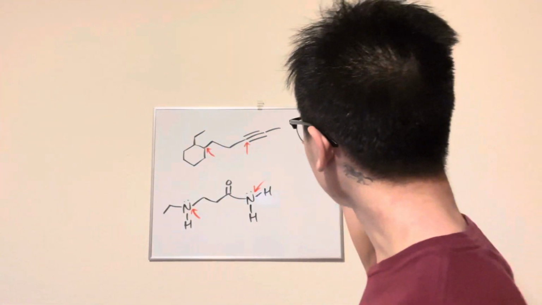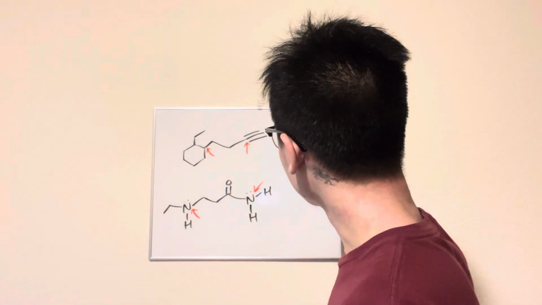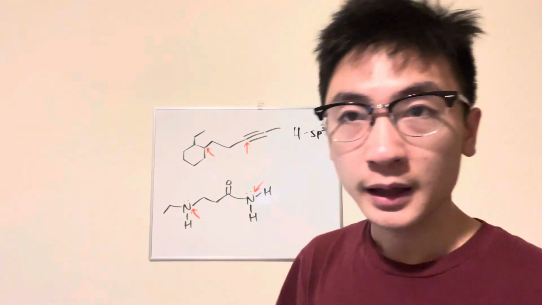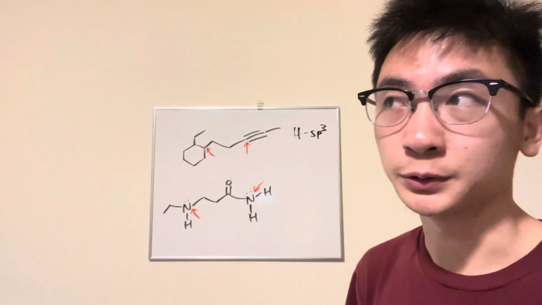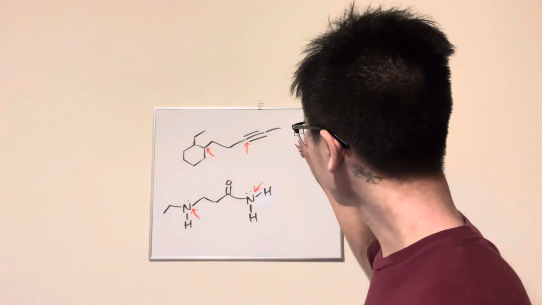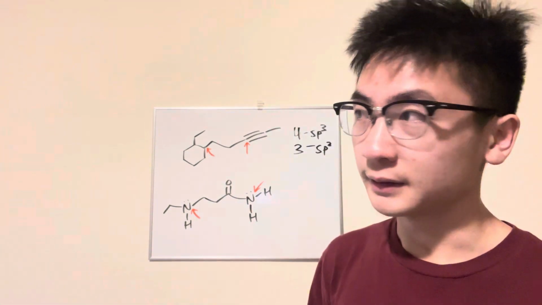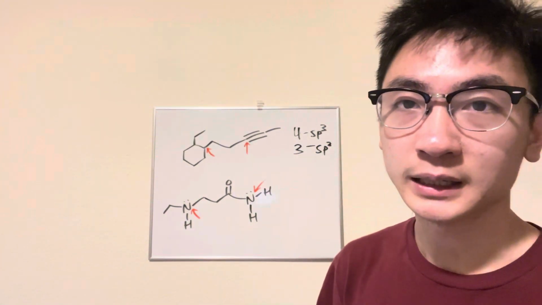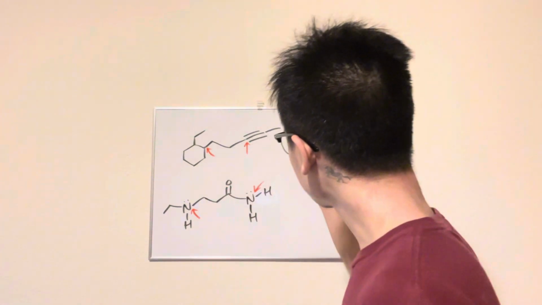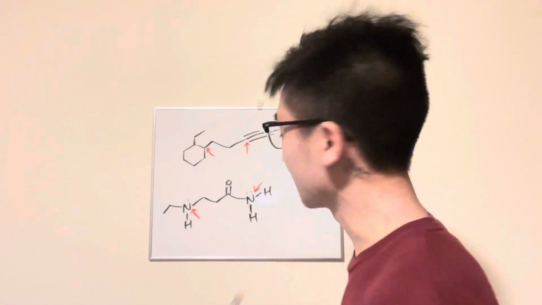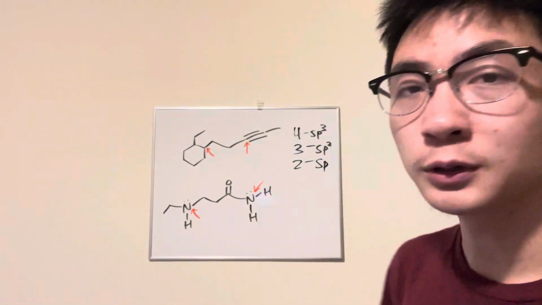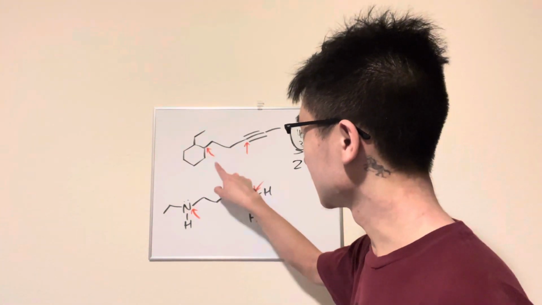If you have an atom that is attached to four different bonding groups, then that is going to be considered an sp3 hybridized atom. If an atom is attached to three different bonding groups, then that is considered to be an sp2 hybridized atom. And if an atom has two different bonding groups attached to it, then that is going to be considered an sp hybridized atom.